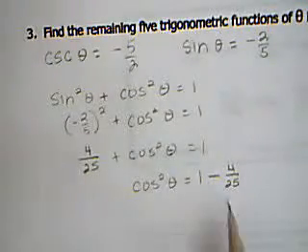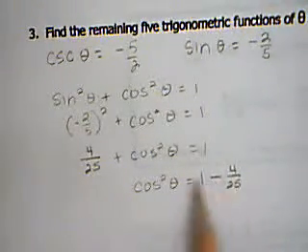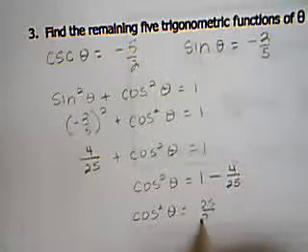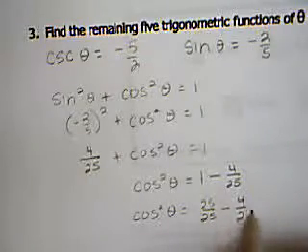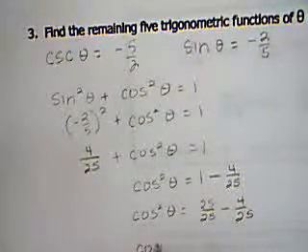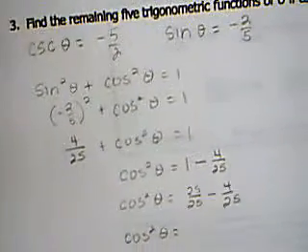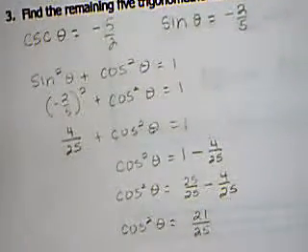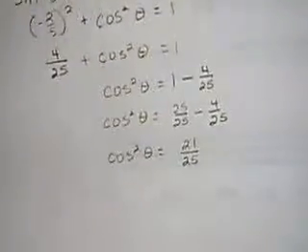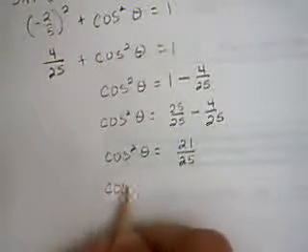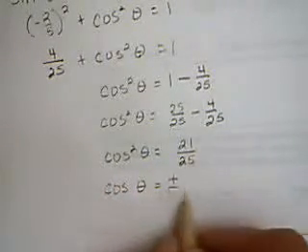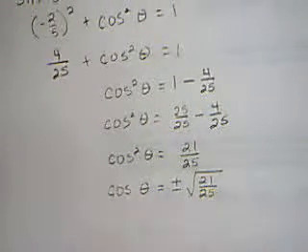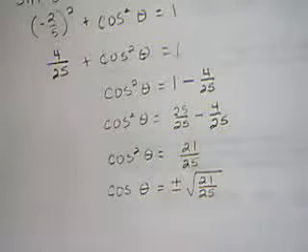Just like on the problem on the front, common denominator here of 25. So we would have cosine squared of theta equals 25 over 25 minus 4 over 25. So cosine squared of theta is equal to 21 over 25. We have to take the square root of both sides, just as before, to find the cosine of theta is equal to plus or minus the square root of 21 over 25. Okay, again, we are in quadrant 3.